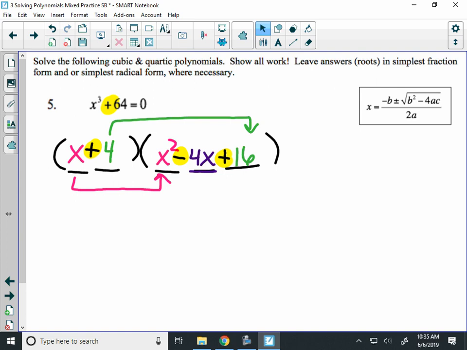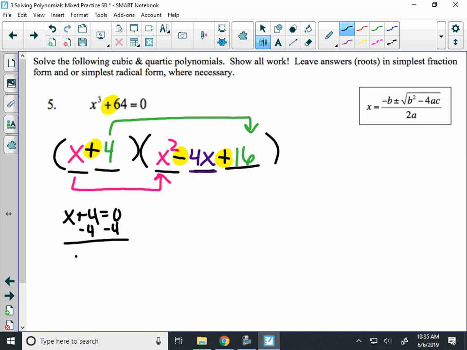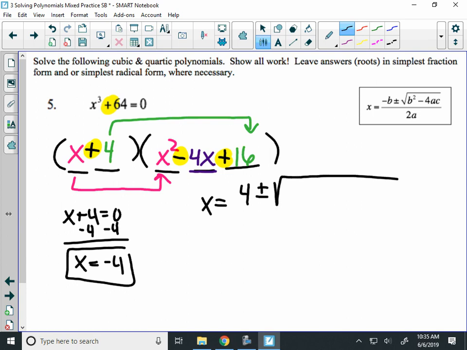Now to solve this, the first term, x plus 4, that's really easy to solve. I set it equal to 0, I subtract 4, and I see that my solution is at negative 4. That's the one real root. The other guy, I have to use the quadratic formula. So I'm going to take x equals, I take the opposite of b, plus or minus. I now do my b squared minus 4 times 1 times 16.